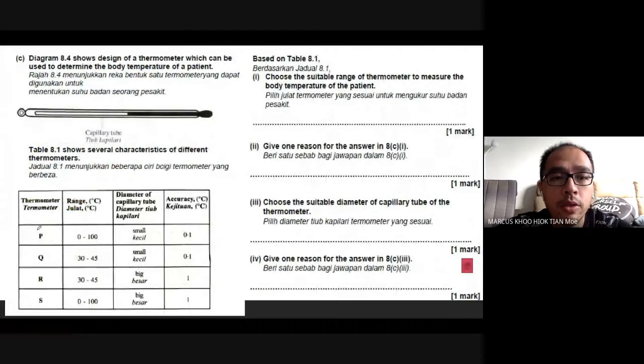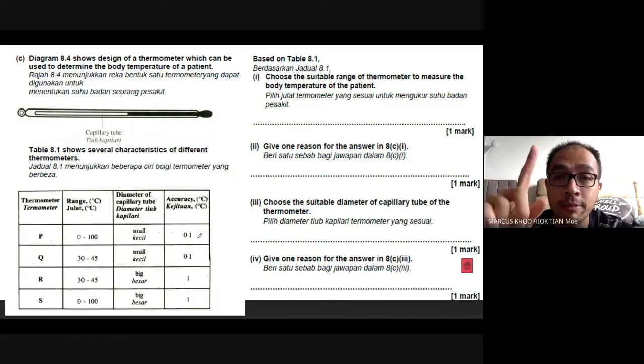All right, so this is a diagram that shows 4 different types of thermometers. And these are the characteristics of each thermometer. So we find that P can measure from 0 to 100, Q can measure from 30 to 45. Diameter, some small, some big. Accuracy 0.1 and 1. Now accuracy means that this P thermometer can measure 0.1, 0.2, 0.3, 0.4.